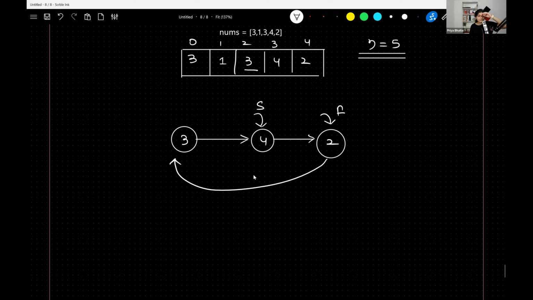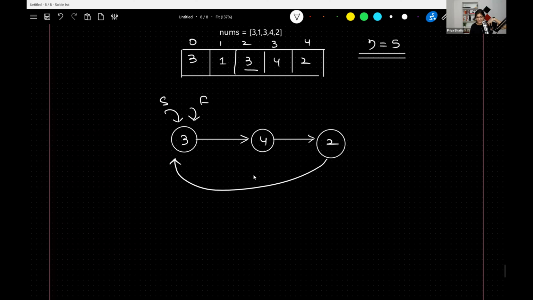Again, next iteration, slow will go where? 2. Fast will go where? 4. So you are saying slow will be at 2, fast will be at 4. Next iteration, slow will go where? 3. Fast will go where? 3. So slow will be here, fast will also be here. And because now both are equal, you will stop at this point of time. You will break at this point of time.